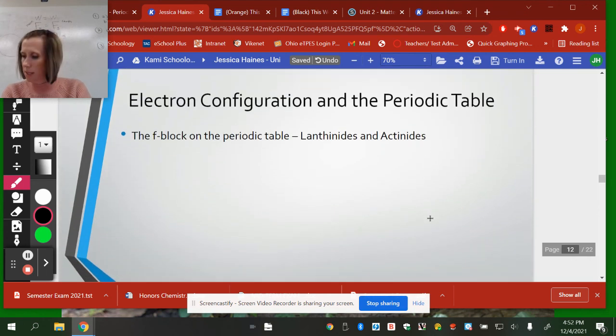And then we'll talk about the lanthanides and actinides a little bit later. They're just a unique group of elements on the bottom of the periodic table that most of them had to be, well, half of them had to be created by humans.